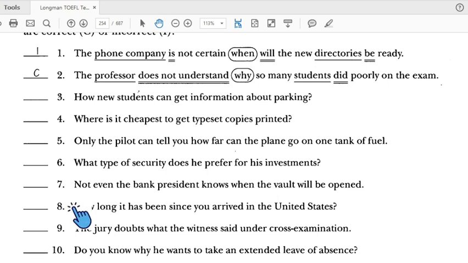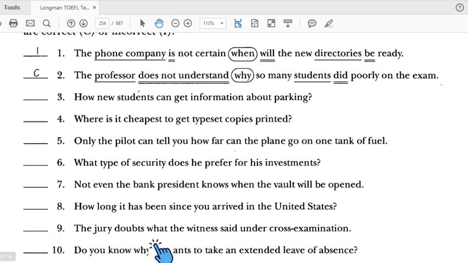Number 8 is a question. It means that we have to put the verb first. How long, wow, subject first. It means that it's totally incorrect. We have to put has first, has it been since you arrived in the United States. It means that number 8 is incorrect. We should put has first and then it. We change this one. Okay, number 9.